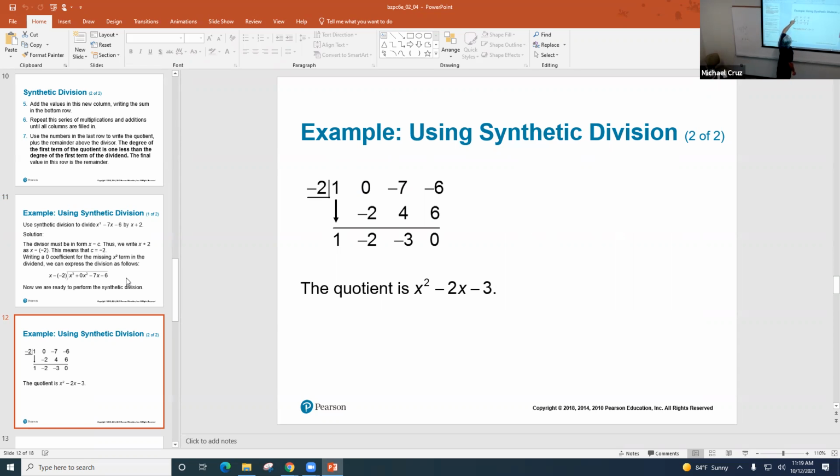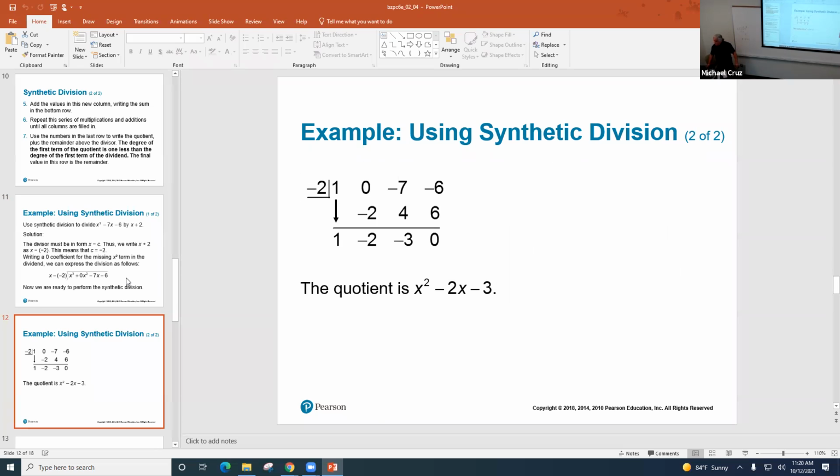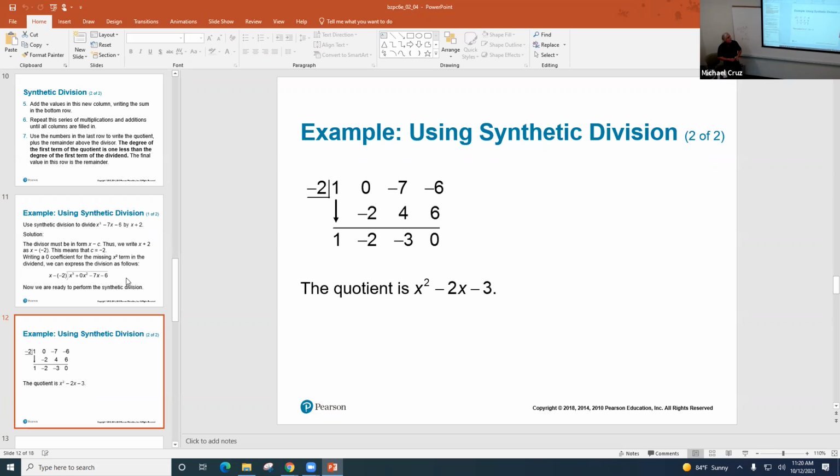So this right here is just a little square, and you put the negative 2 there. And then these are the coefficients of that polynomial, that function. That was the 1x cubed, 0x squared, minus 7x, minus 6. See, they put in a placeholder for the x squared. Now, automatically, the first thing you do is just bring this thing down.